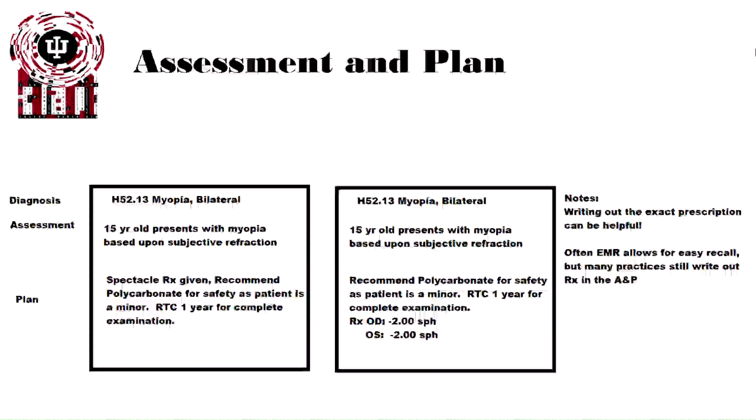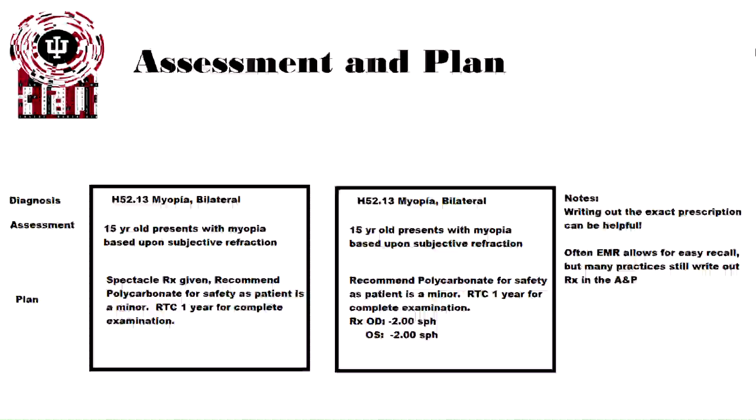Here we have assessment plans. We have 2 myopes here. They're both 15-year-olds based upon subjective refraction, so there's no difference whatsoever in our diagnosis or assessment. Here's 2 different ways, both totally acceptable to write out, where we write out that the spectacle RX was given in the first person, and in the other person, we actually write out specifically the refractive error that we gave the person, what we prescribed.